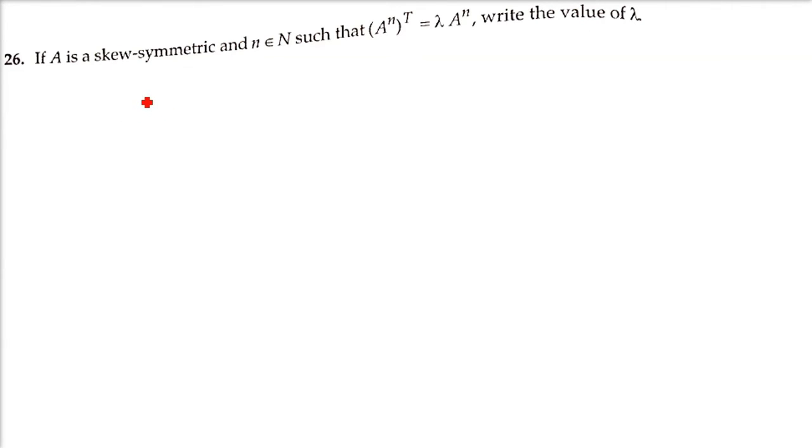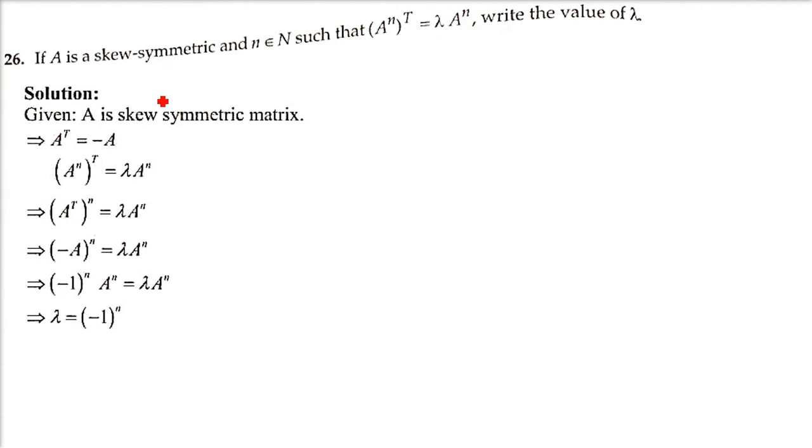If A is a skew symmetric and n belongs to capital N such that A raised n to the power t is equal to lambda A raised n, write the value of lambda. So we'll take one by one. Step by step we'll take. First thing is given as A is a skew symmetric. Skew symmetric means if you take the transpose of A, it is going to be negative A. First thing.